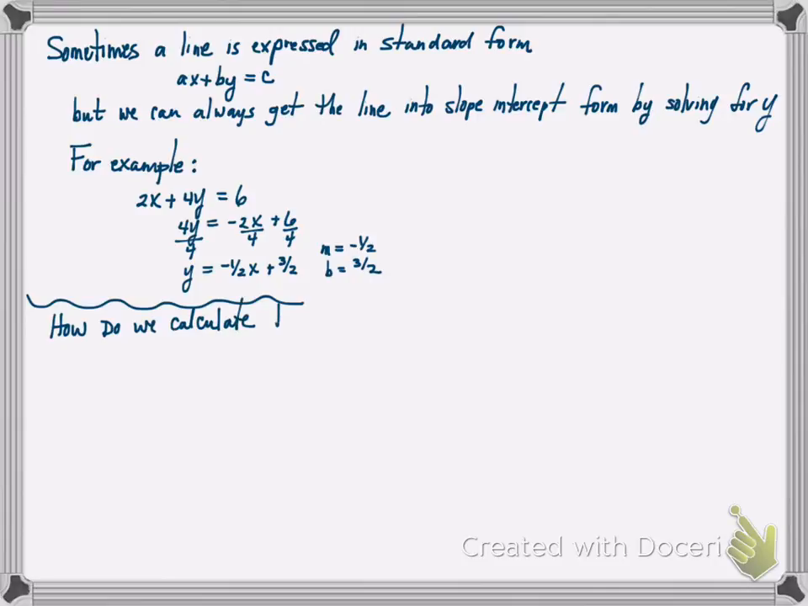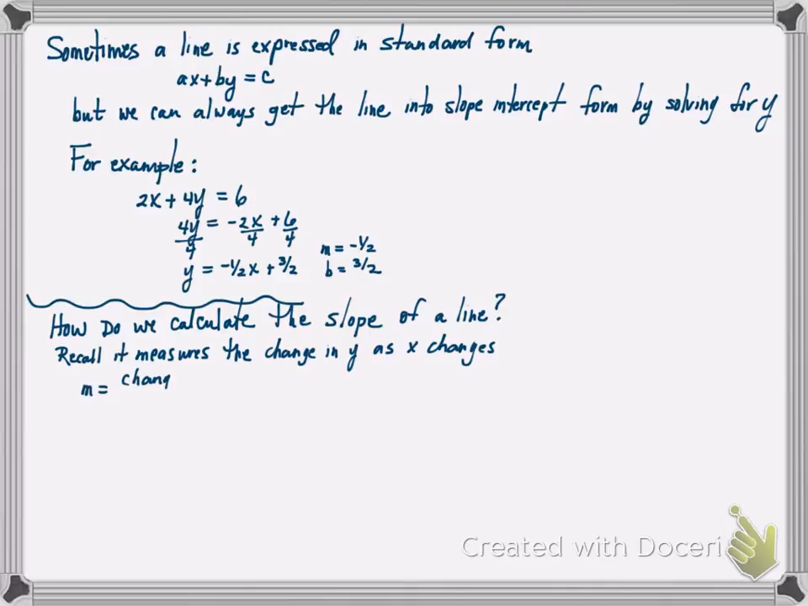How do we in general calculate the slope? So in the examples we've seen here, I've given you a line, and we can visualize the slope. But if I have 2 points and I want to figure out what the line is, can I figure out what my slope is? So recall, the slope measures the change in y as x changes. So m equals the change in y over the change in x. Right? The difference in my y's over the difference in my x's.